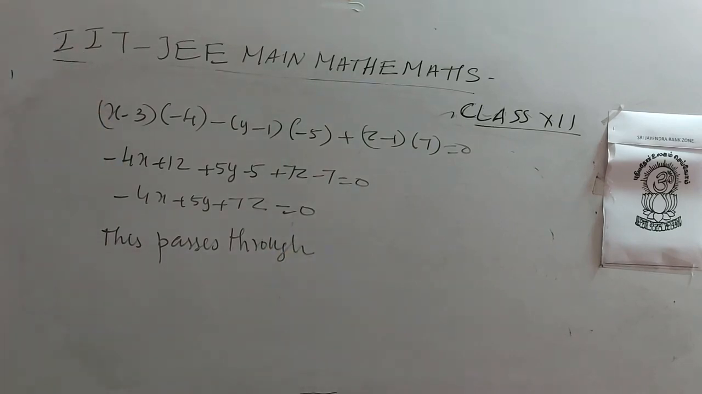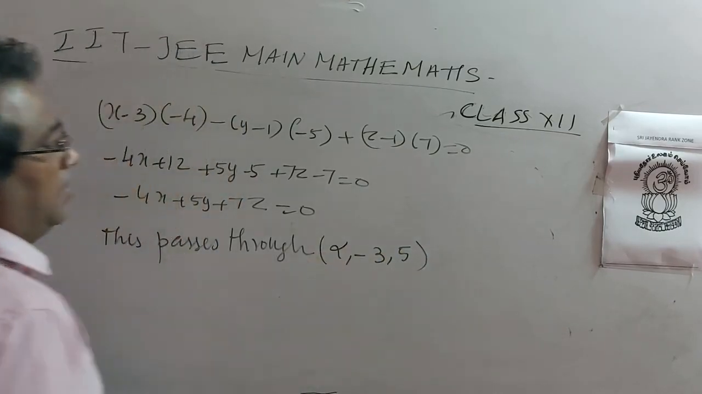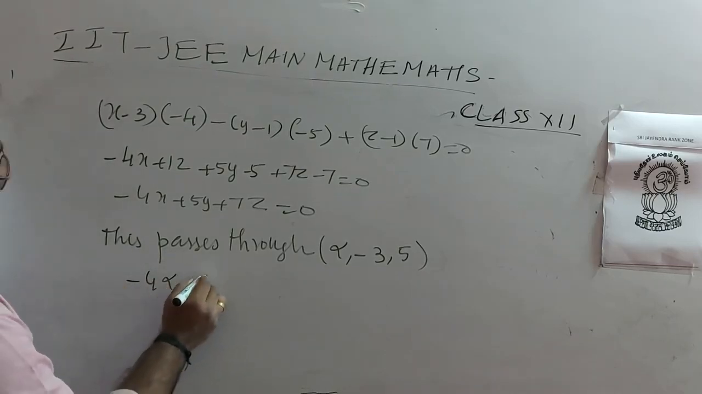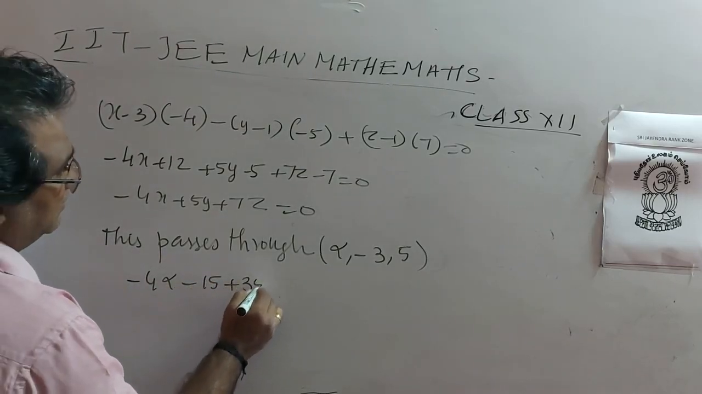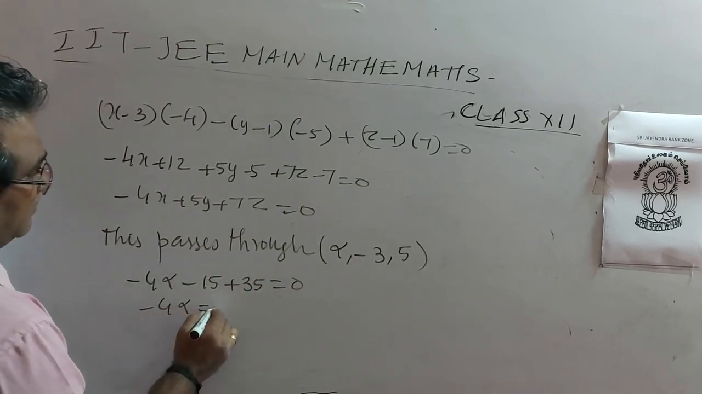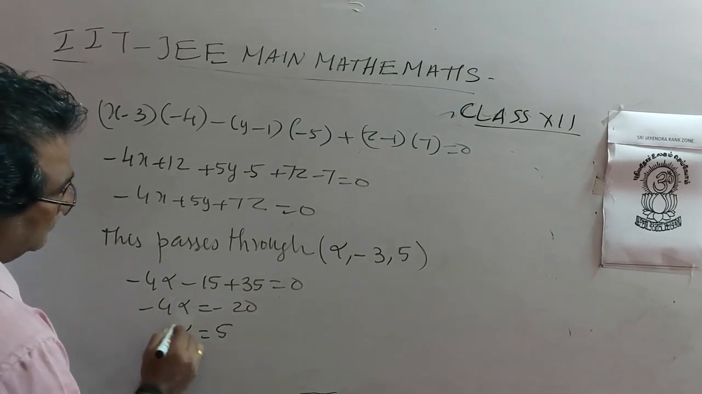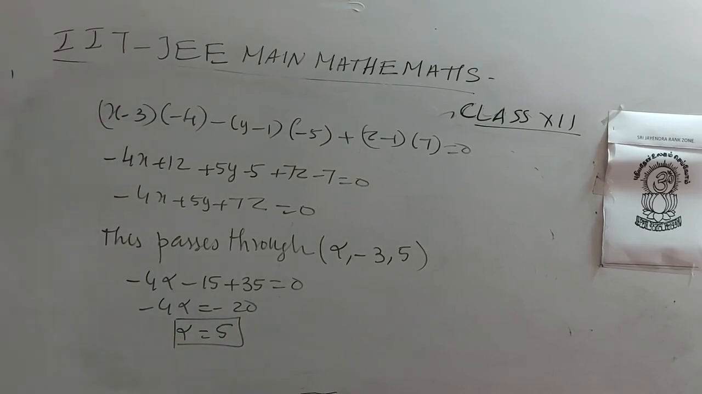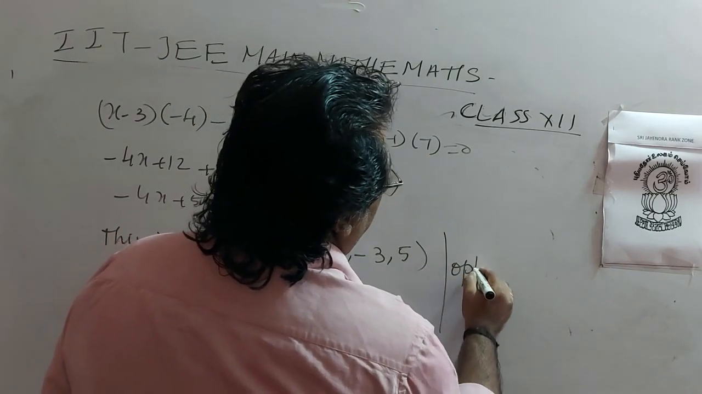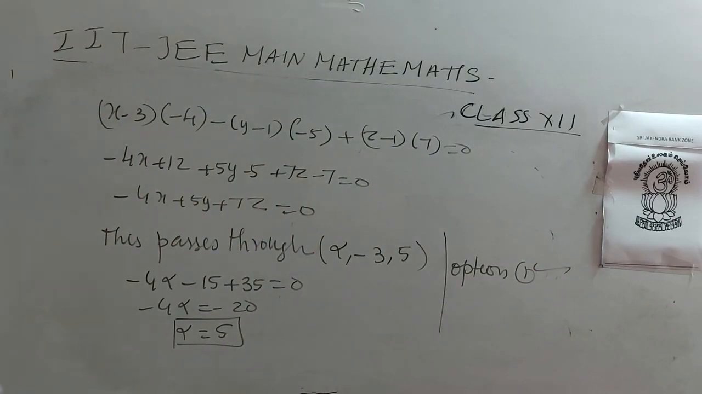This passes through (alpha, -3, 5). So minus 4 alpha minus 15 plus 35 equal to 0, minus alpha equal to minus 20, alpha equal to 5. Option A is correct.